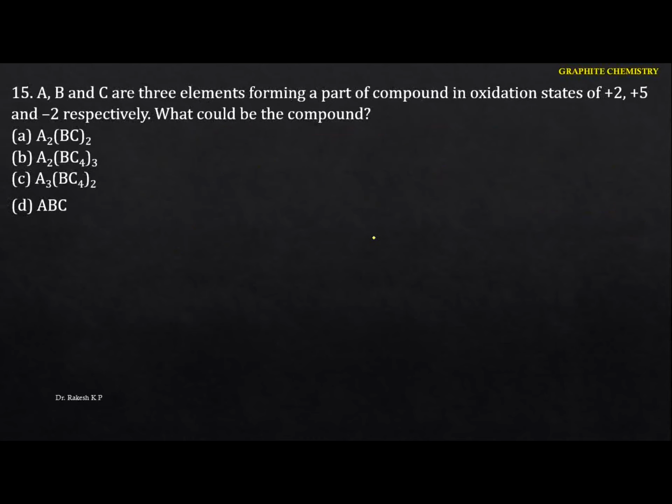A, B, and C are 3 elements forming part of compounds in oxidation states of +2, +5, and -2 respectively. What could be the compound here? So we know the oxidation state of A is +2, B is +5, and C is -2. What you have to identify is the compound where the sum of the oxidation states should be 0.